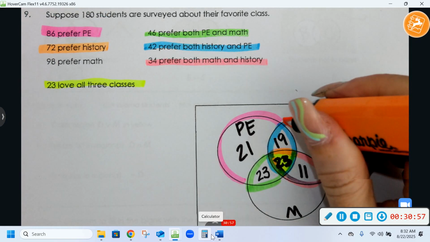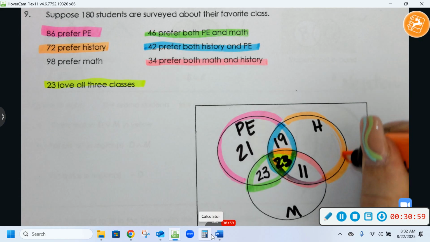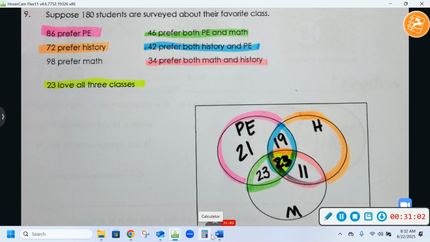72 prefer history. Who can raise their hand and tell me the three numbers I will subtract from 72 in order to figure out what goes in my orange bubble? Bella, yes. 19, 23, and 11. Perfect. This whole orange bubble, we're going to take out 19, 23, and 11 because those kids already are in there. We need 72 total.